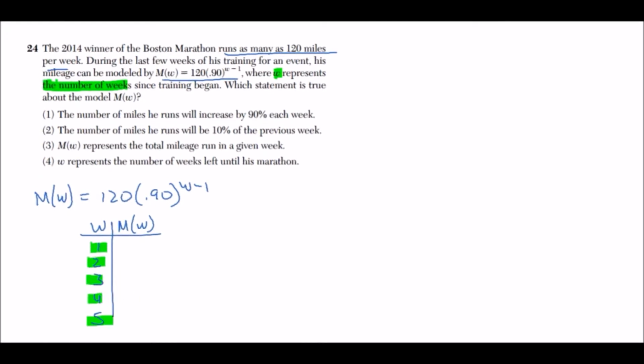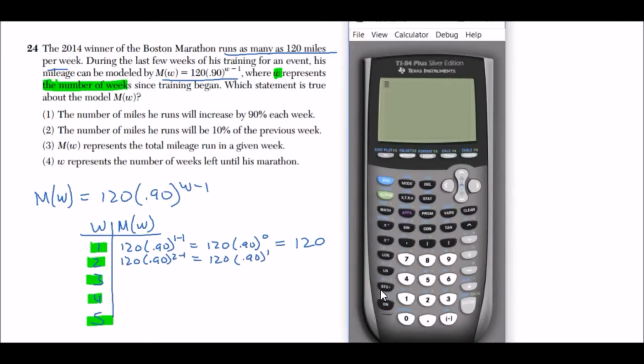And what we'll get is 120 times 0.90 to the 1 minus 1, or 120 times 0.90 to the 0, which is 1. Anything to the 0 power is 1. That's 120. And 120 times 0.90 to the 2 minus 1, that's 120 times 0.90 to the 1, or just 120 times 0.90. And we can put that right into the calculator. Yeah, 108.